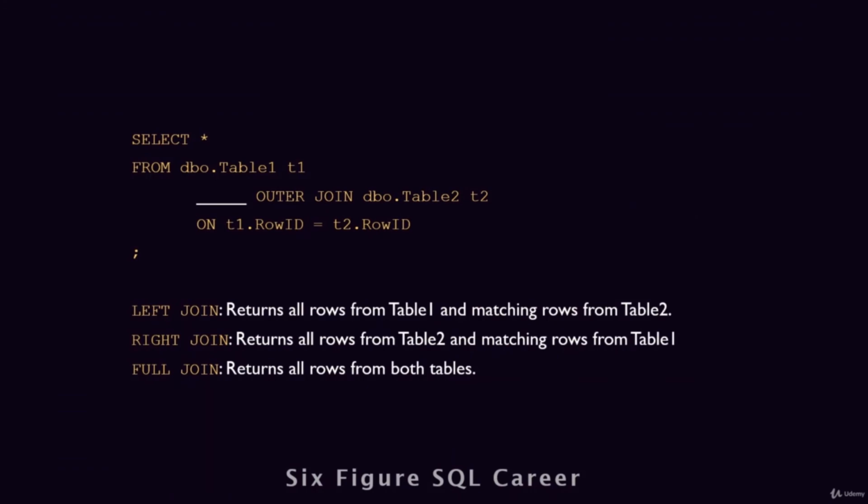So in my example query above, I've got a space where I can specify my outer join. In my left join, I will return all the rows from table 1 and matching rows from table 2. In my right join, I return all the rows from table 2 and matching rows from table 1. Finally, in my full join, I return all rows from both tables.